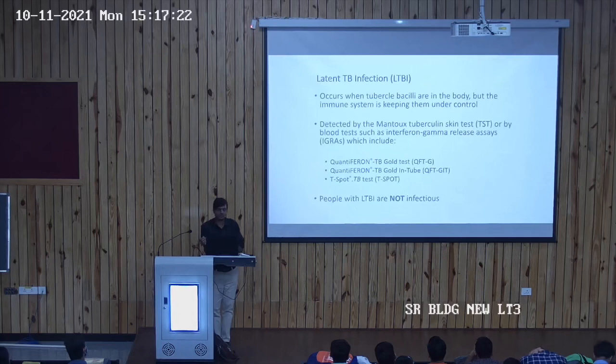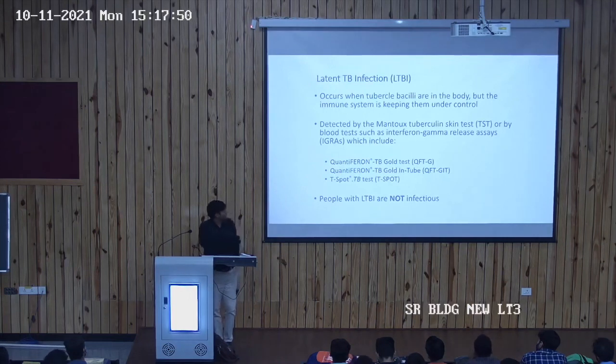Pathogenesis. How does it cause the infection? It occurs when tuberculous bacilli are in the body, but the immune system is keeping them under control. That is latent TB infection. It is detected by the Mantoux. As I said, you may be infected and may not be manifesting the disease. So this is the same situation, latent TB infection. The bacilli are in the body, but still it has not shown any kind of disease.